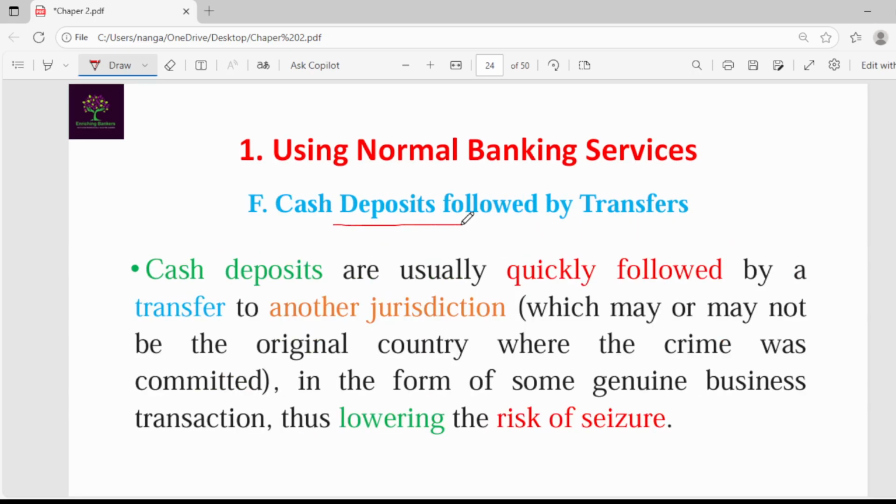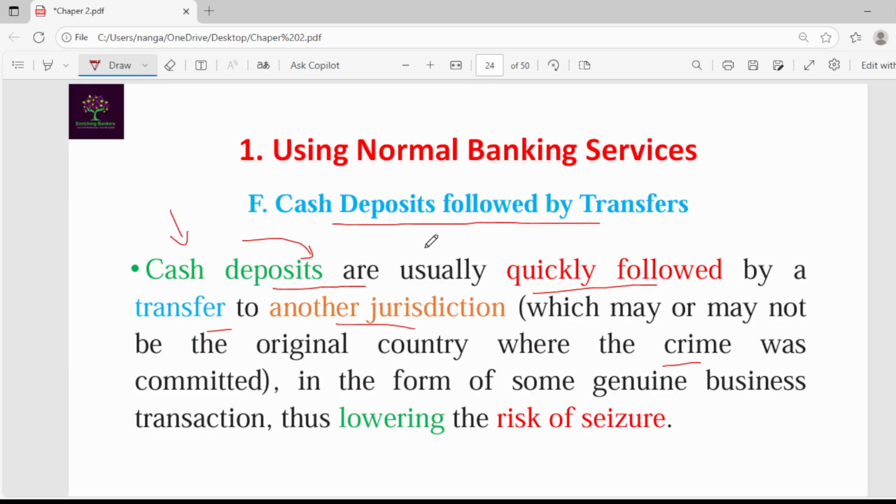Next method is cash deposits followed by transfers. In this method, cash deposits are usually quickly followed by a transfer to another jurisdiction. Generally, from criminal activities, they receive bulk cash. That bulk cash is immediately deposited into the account, and immediately that amount is transferred to another jurisdiction where they can keep those deposits safely.